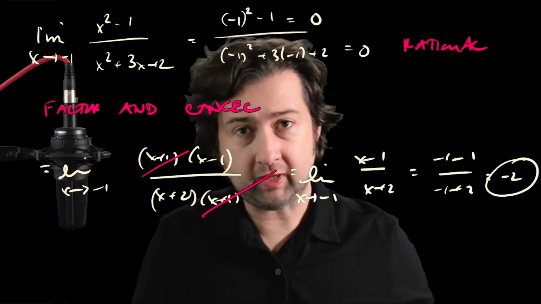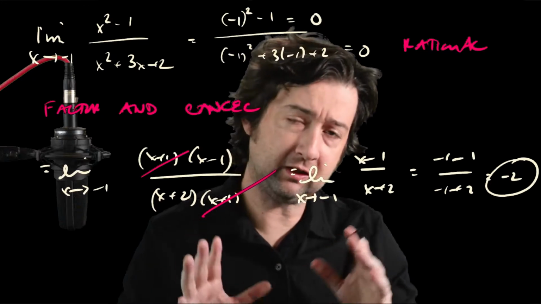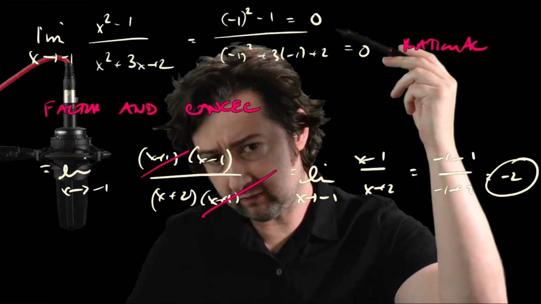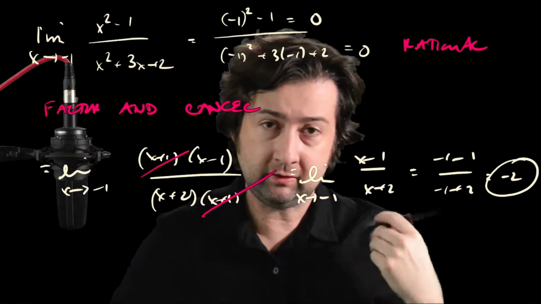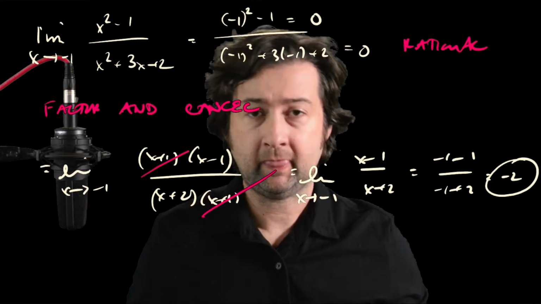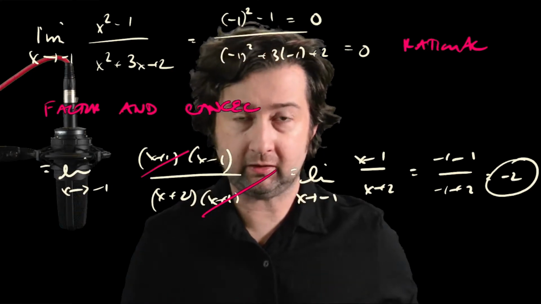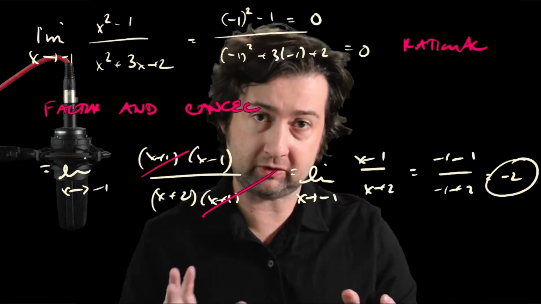What if you can't do that? What if we're going to get a function where we get the same thing, where we have the top is 0 and the bottom is also 0, but there's no factoring or cancellation to do? Can I still compute a limit of that function as the input approaches a value?